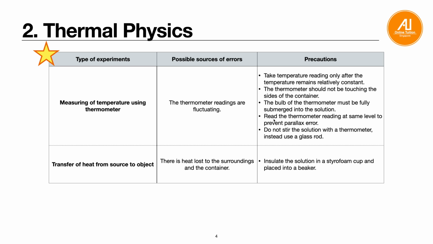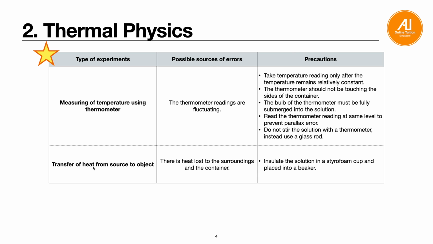This one, the generic one, read the thermometer reading at the same level to prevent parallax error. This one you learn in Sec 1 and Sec 2. And then this one, of course, do not stir the solution with a thermometer. Instead, use a glass rod. Because when you stir it with your thermometer, there might be friction, then it might cause the thermometer to measure a higher temperature than the expected one.